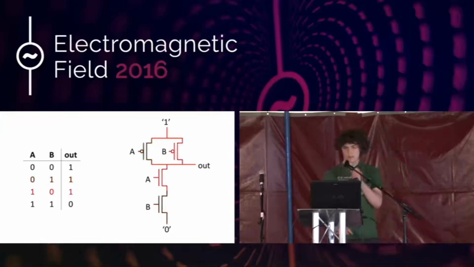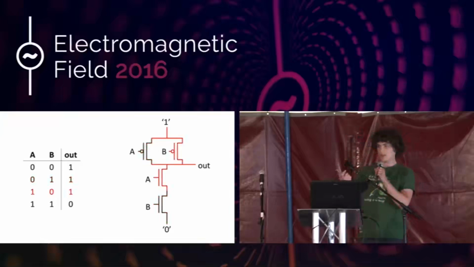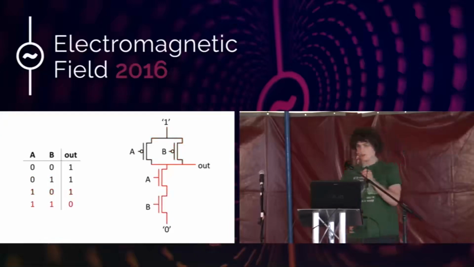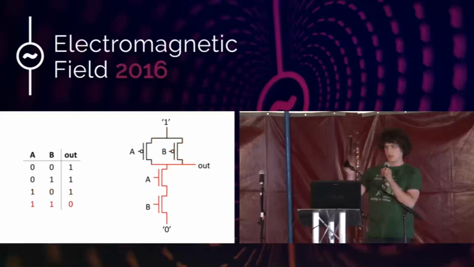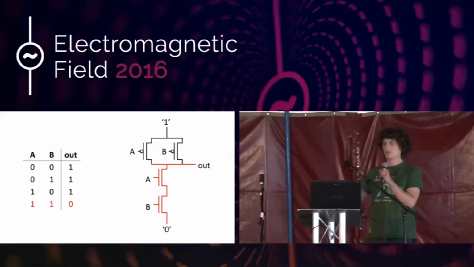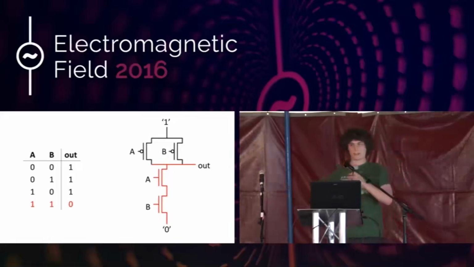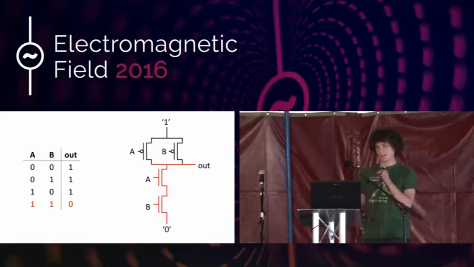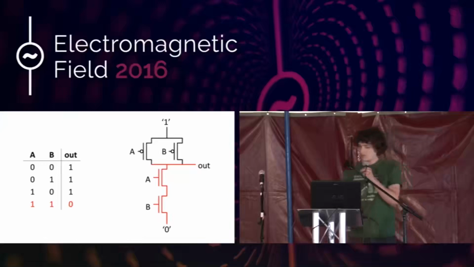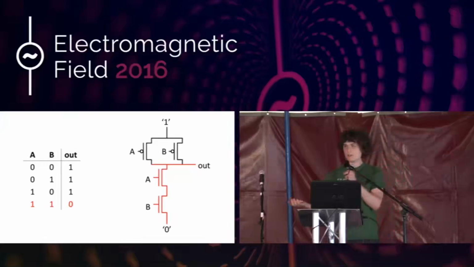And if we go to the next line, we see that it's exactly the other way around, but still the output is 1. And only if both A and B are 1, then both of the PFETs are off, and both of the NFETs are on, so our output is 0. So now we have this exactly opposite AND gate. We actually call it a NAND gate, or an AND gate with an N in front of it, from NOT. But if we put a NOT gate after that, then we have an AND gate.